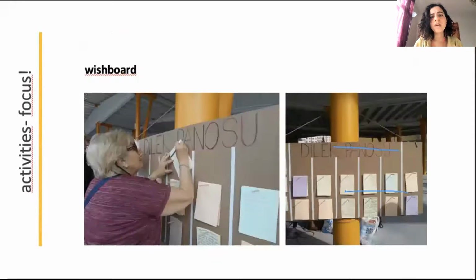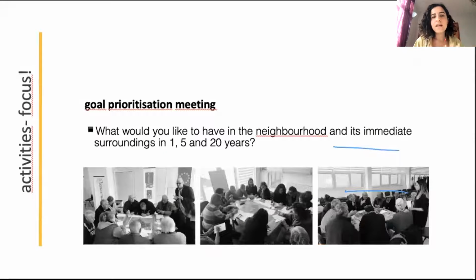And then we put some fish boards in the neighborhood so that people can always go and write or draw what they want. And after getting all of this data, for the first time, in our goal prioritization meeting, we brought all of the actors around the same table in 3 different breakout groups.